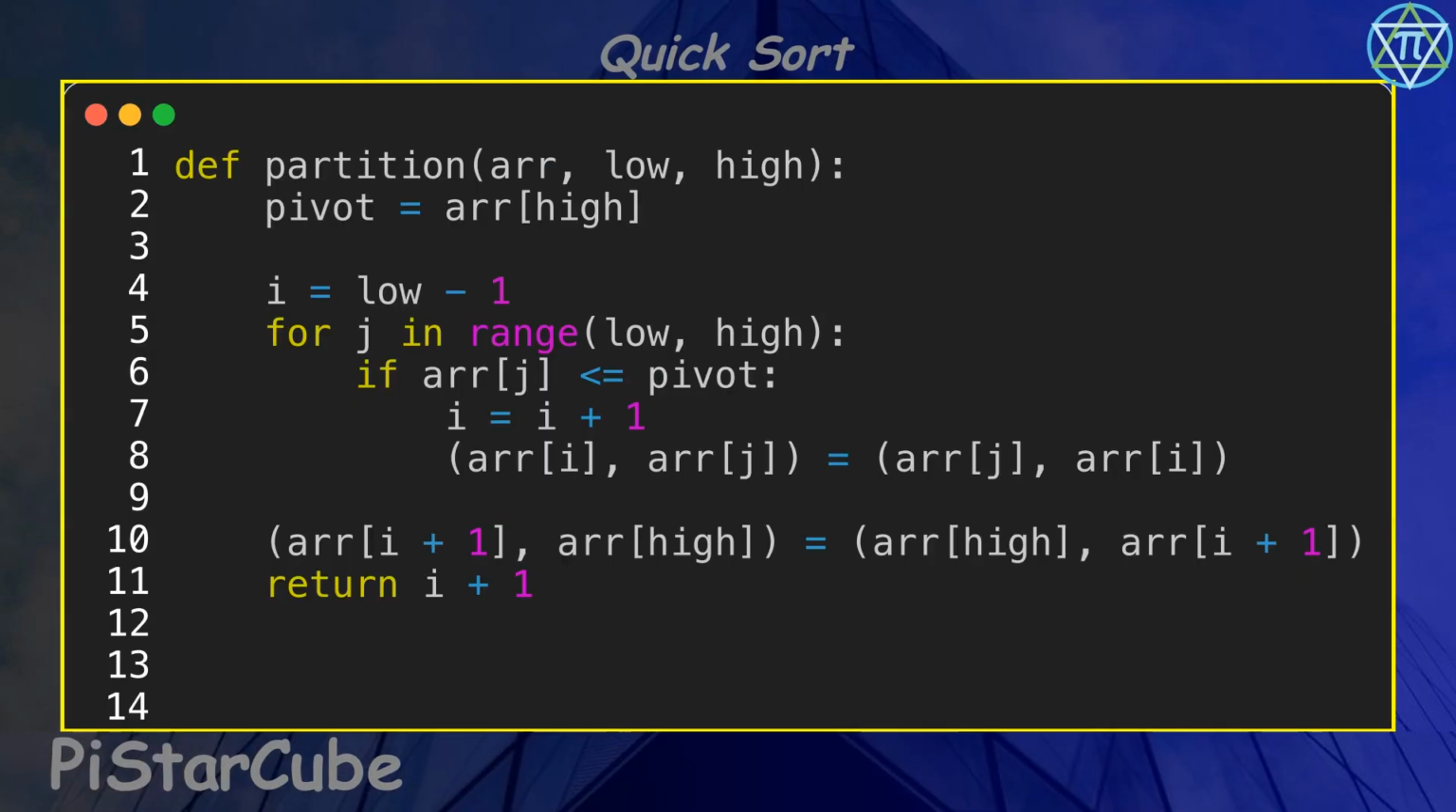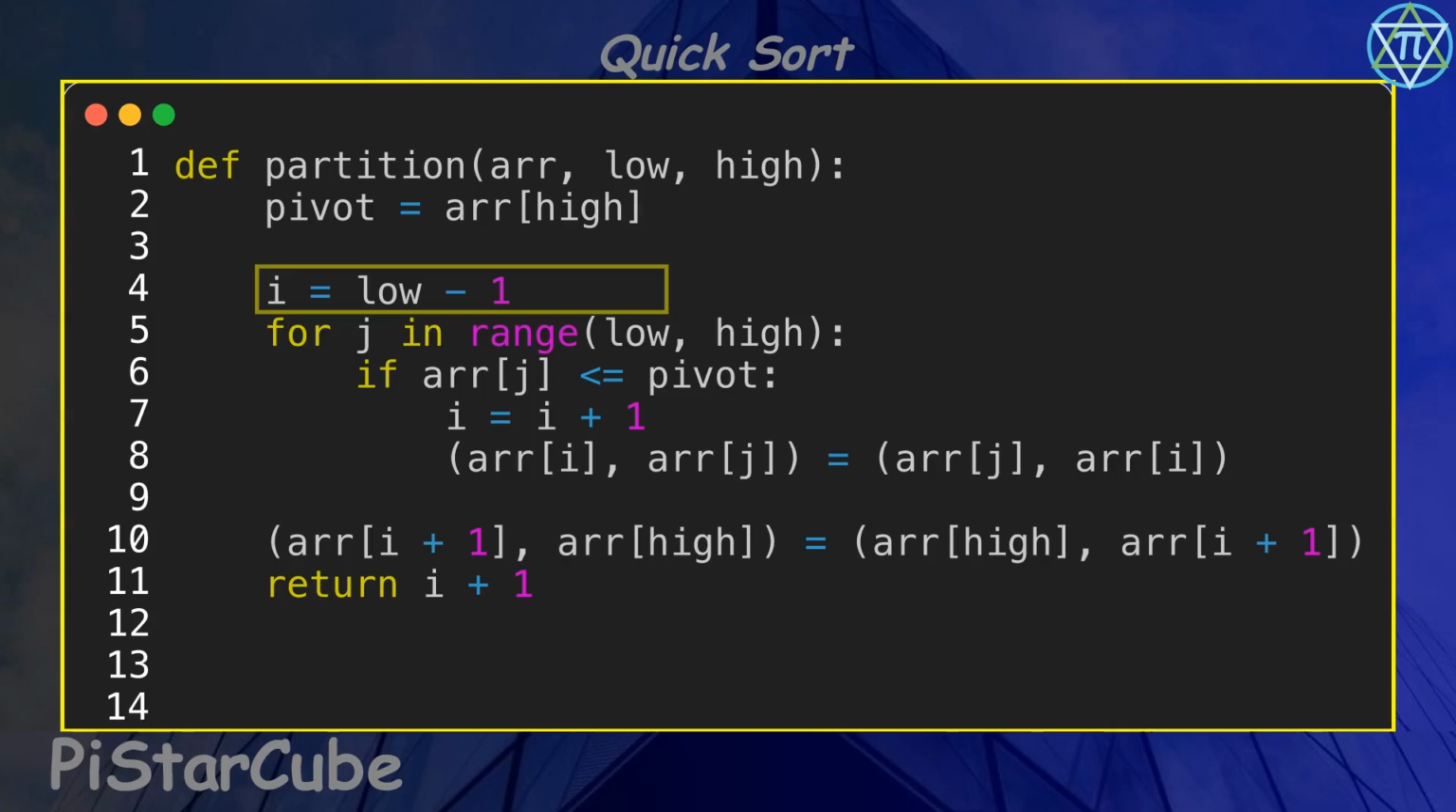Let's take a closer look at the code that powers our quicksort algorithm. First, we have a partition function. This function's job is to pick a pivot and partition the array into two parts, one with elements smaller than the pivot and one with elements greater than it. The first line selects the last element of the array as the pivot.